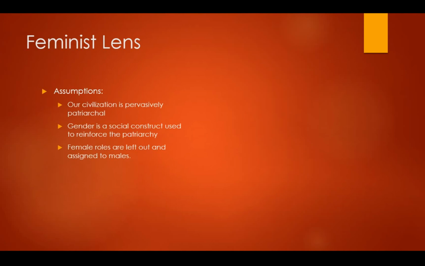Some more information about the feminist lens. We need to look at some assumptions. Assumptions mean that for the theory to work, we assume some things about our society. We make grand gestures, grand perceptions of society. So in the feminist lens, there are three.